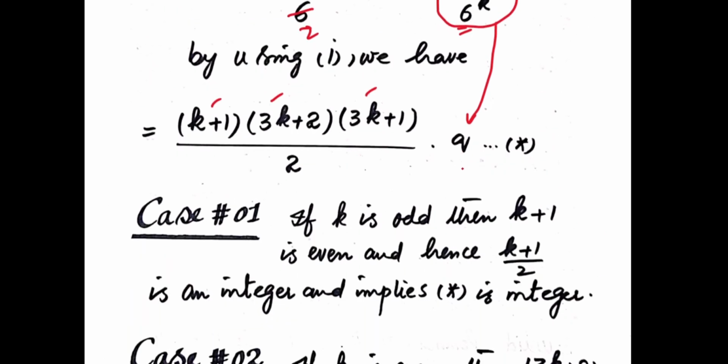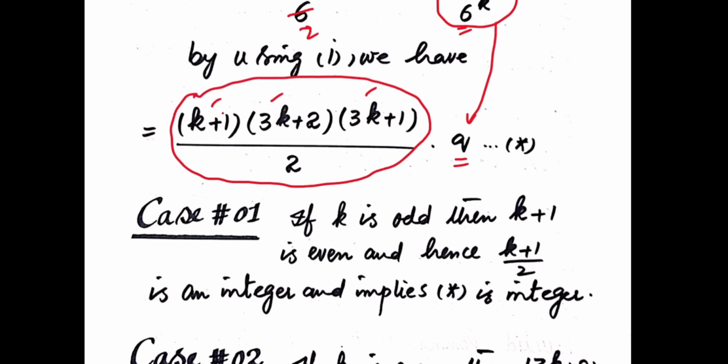q is already an integer, so this fraction should be an integer. We will discuss here two cases. Since k is an integer, it will be either odd or even. Suppose k is odd, then clearly k plus 1 will be an even integer. So if k plus 1 is an even integer, then it will be divisible by 2.